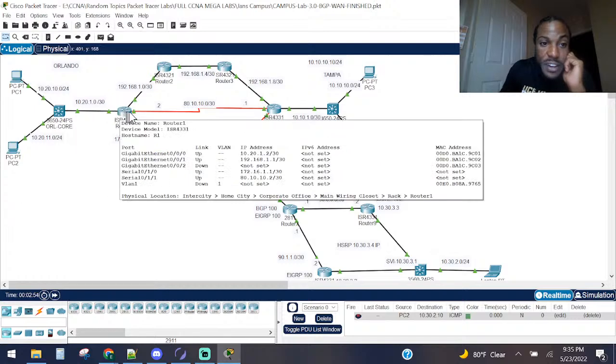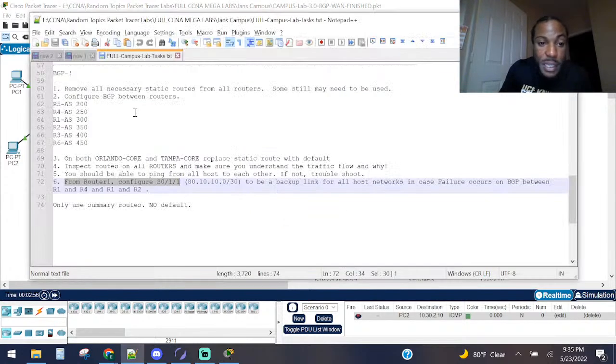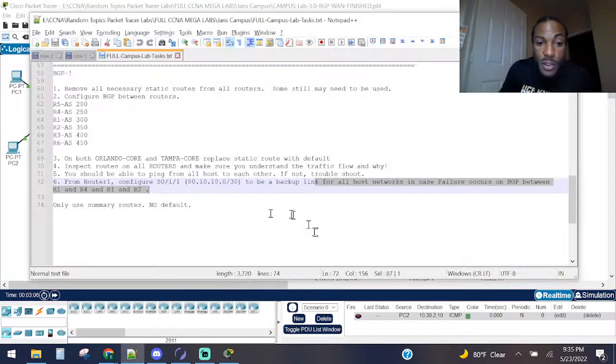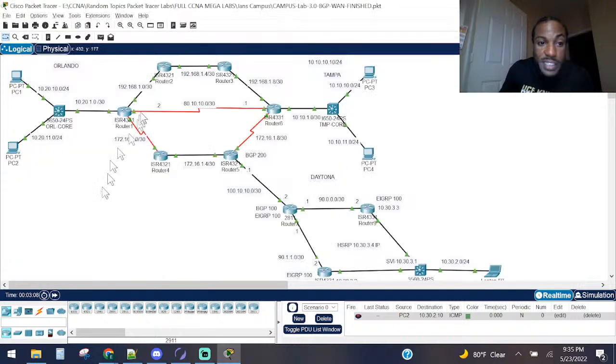He said, configure that interface right there to be a backup link for all host networks in case failure occurs on BGP between router 1 and router 4, which is this link right over here, and router 1 and router 2, which is this link right over here. So what we ended up doing was we were able to ping from Orlando to Tampa and Daytona, right? But then when this link shut down and that link shut down, that means the only way we can get to those other routes, those other cities, was through this link right here.